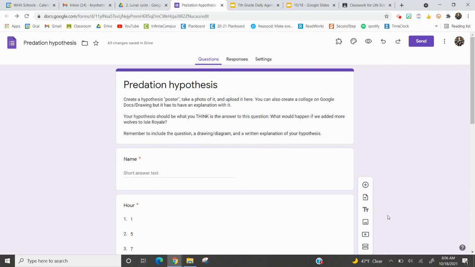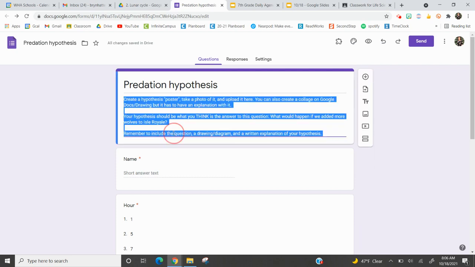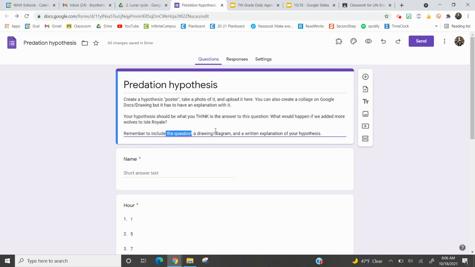A hypothesis poster needs to have the question written out. That's right here. The question, which is what would happen if we added more wolves to Isle Royale. A drawing or a diagram, so something to go along with what you think is the answer to that.